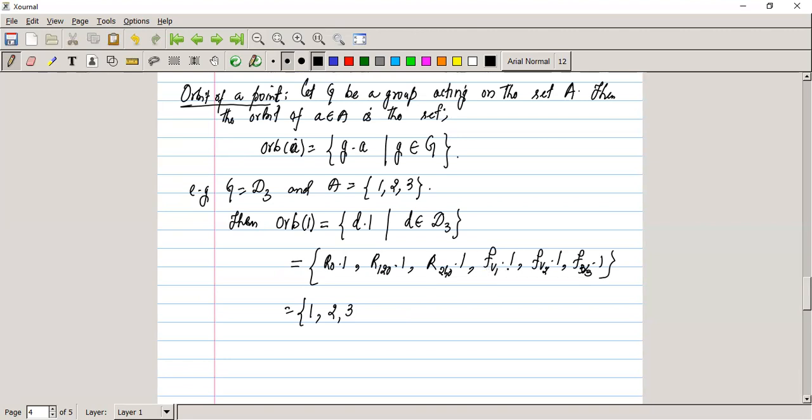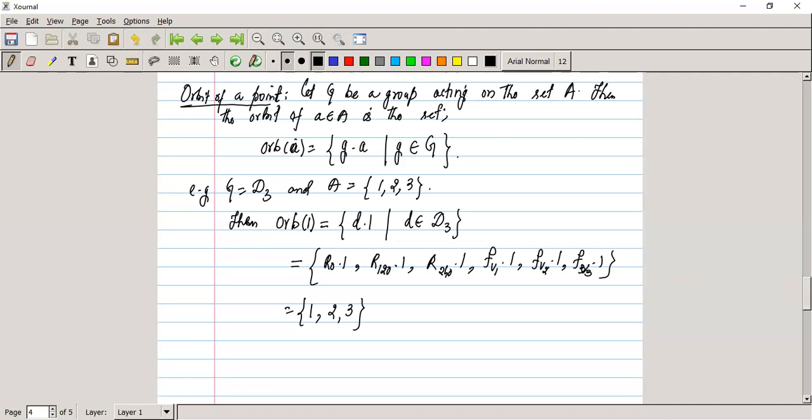Now FV1 fixes 1, so 1 is already appearing here. Now FV2 fixes 2 and moves 1 into 3. This moves 1 into 3, but 3 is also already here. And FV3 also moves 1 into 2, but 2 is already here. So this is the orbit of 1 under the group action of group D3 on the set A containing these 3 elements 1, 2, 3.